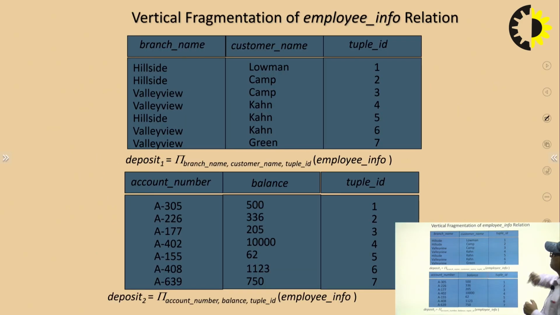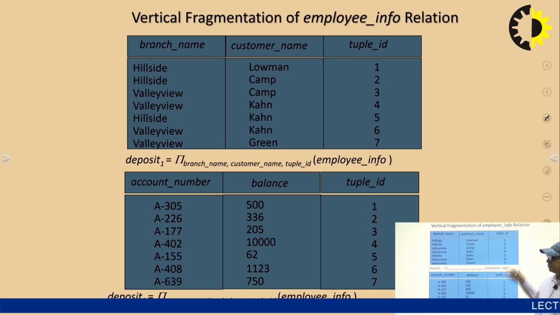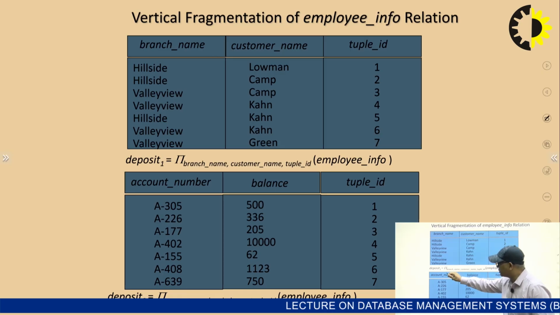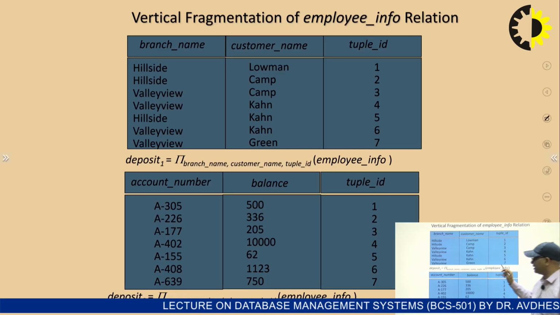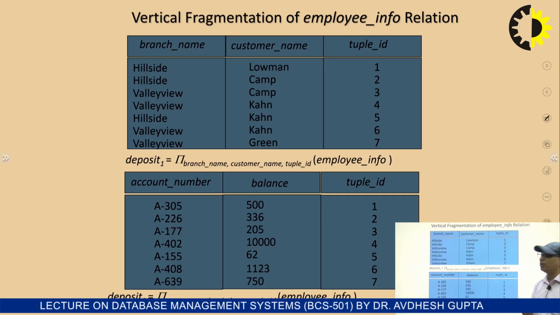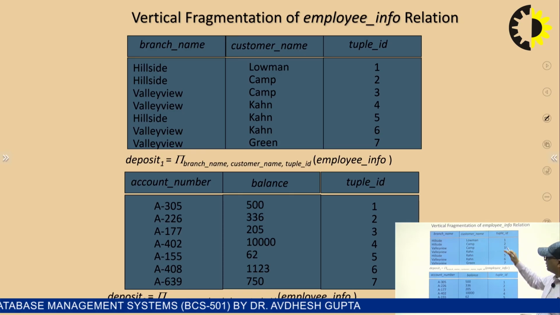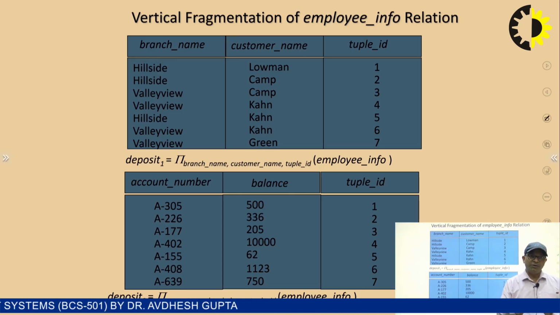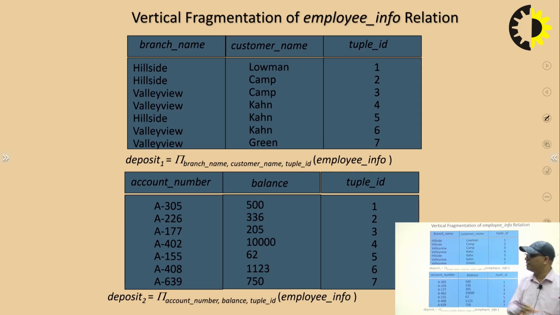Okay, let's see. This is a vertical fragmentation. For example, branch name, customer name, tuple ID, and account number, balance and tuple ID. Tuple ID is the common attribute, so we have to break it. We can break this by normalization also. But here, if we are using vertical fragmentation, we do a projection (pi) on branch name, customer name, tuple ID from employee information, and a projection on account number, balance and tuple ID from employee information, where the tuple ID is common. If we combine these two databases, no information will be lost. We can get the relation R by joining these two vertically fragmented databases.